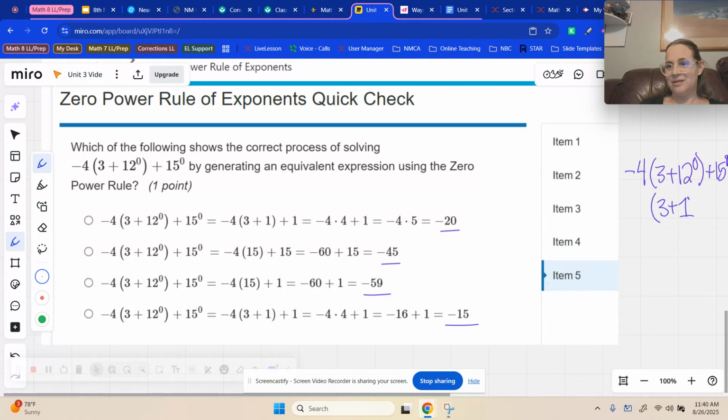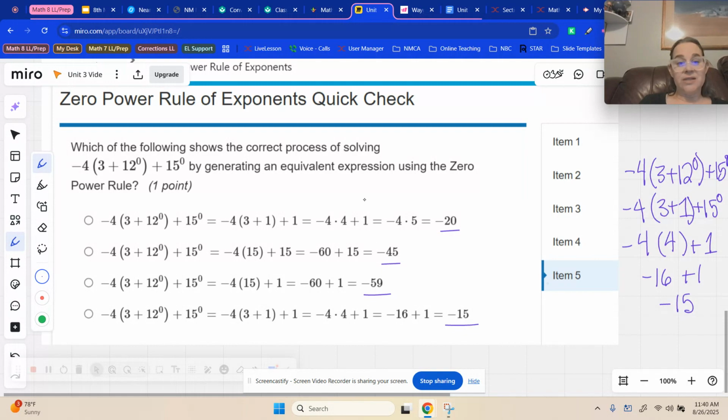Okay, plus 15 to the 0th power. 3 plus 1 is 4. Okay, the grouping symbols are done. Now I'm going to do the exponent. 15 to the 0th power is 1. Okay, and then I could multiply and then add, and I would get that answer. Okay. If I'm trying to do it just by looking at the multiple choice and seeing the differences here, one thing I'm going to do is I'm just going to look kind of one step at a time to see what they did and maybe eliminate some choices.